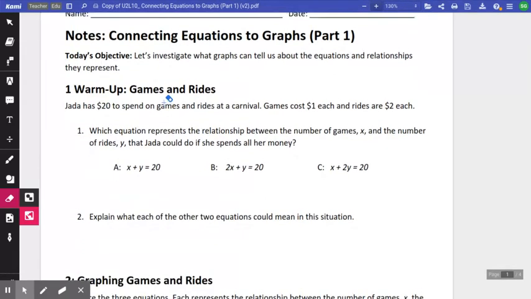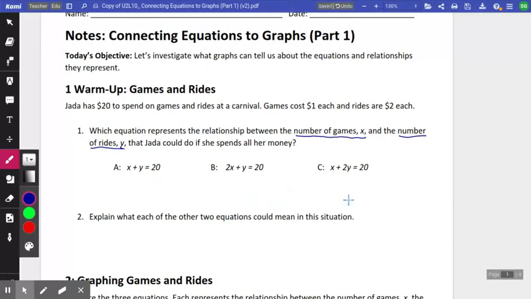For our warm-up, we've got this question here that says, Jada has $20 to spend on games and rides at a carnival. Games cost $1 each and rides are $2 each. There are 2 parts to this question. The first one asks which equation represents the relationship between the number of games x and the number of rides y that Jada could do if she spends all her money. I'm just pointing out here that the x is the number of games and then y is our number of rides.